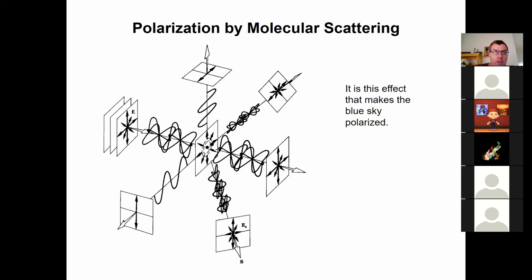And at noon, light coming from up in the sky, up above, is going to be unpolarized. But light coming from the horizon will be polarized because that light had to change direction by 90 degrees to get to you. Make sense? Yeah, it does. Thank you. All right.